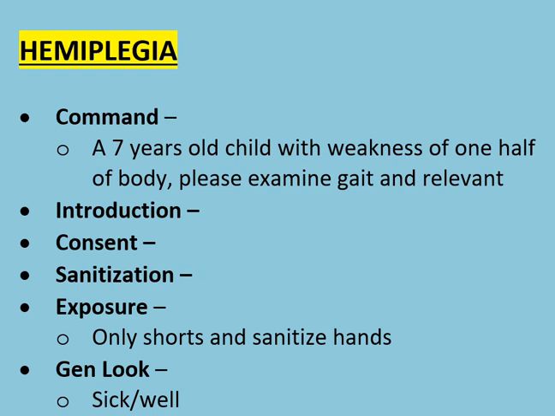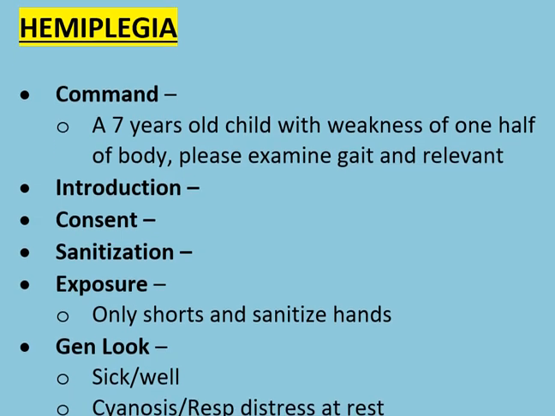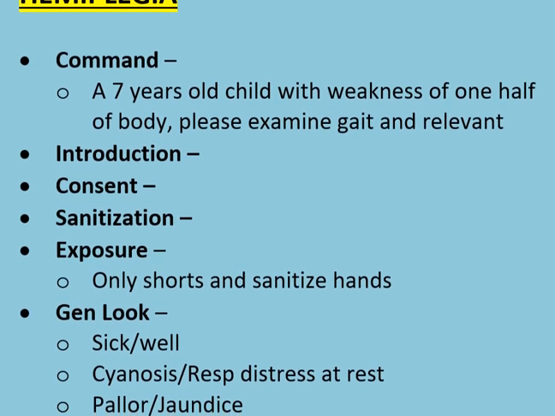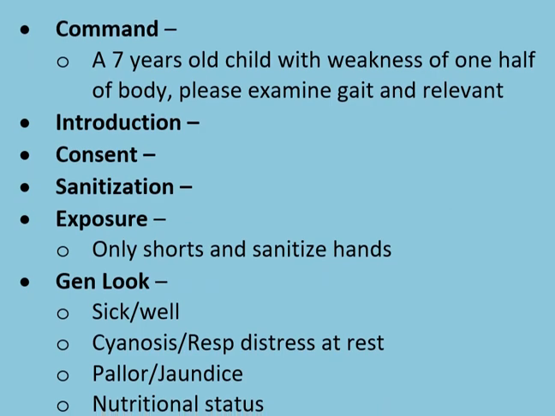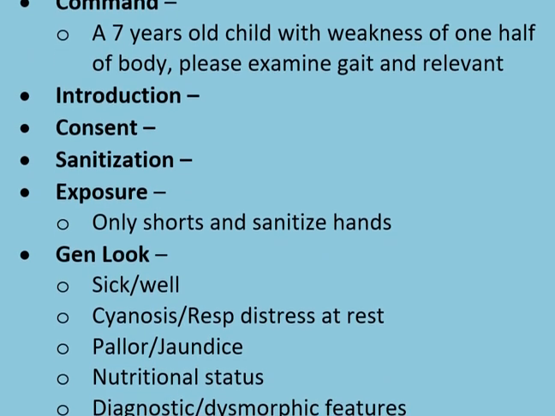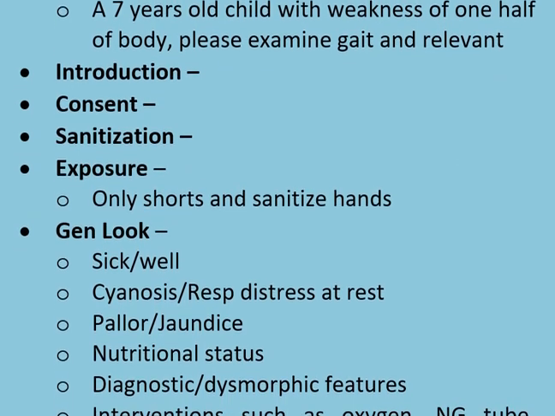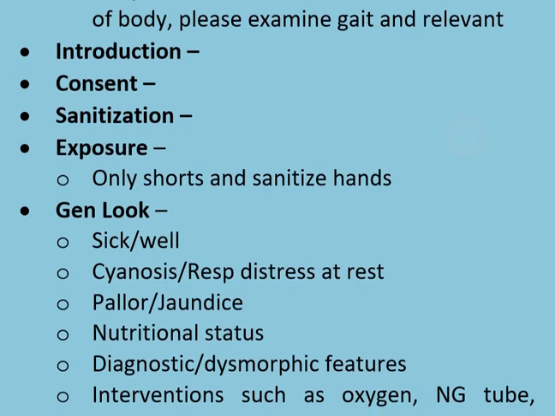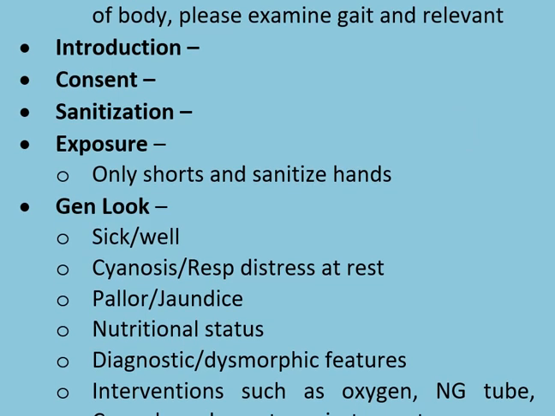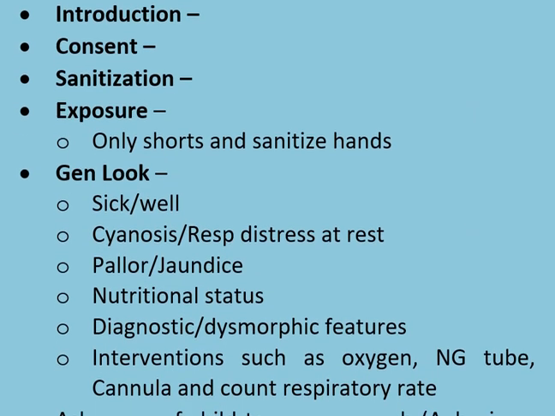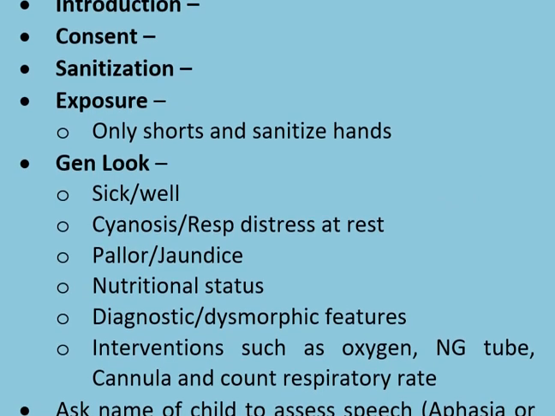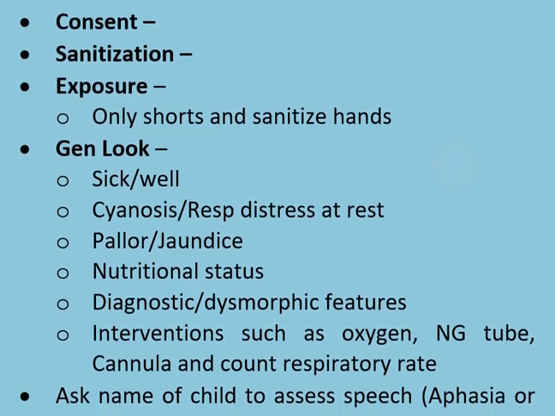and when you are doing exposure, do the hand sanitization before. Then in all short cases go for the general look, in which you see whether the child is sick looking or well looking. Is there any cyanosis or respiratory distress at rest? Is there any pallor or jaundice? What is the nutritional status of the child? Diagnostic or dysmorphic features. Interventions such as oxygen, NG tube, cannula, and count the respiratory rate.